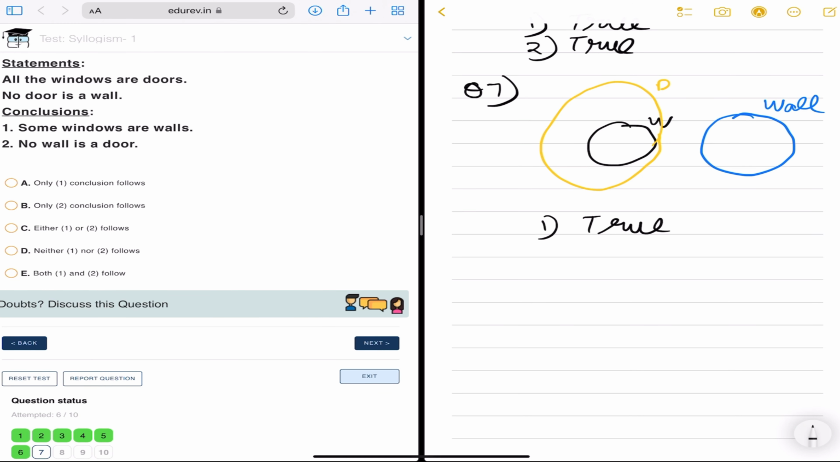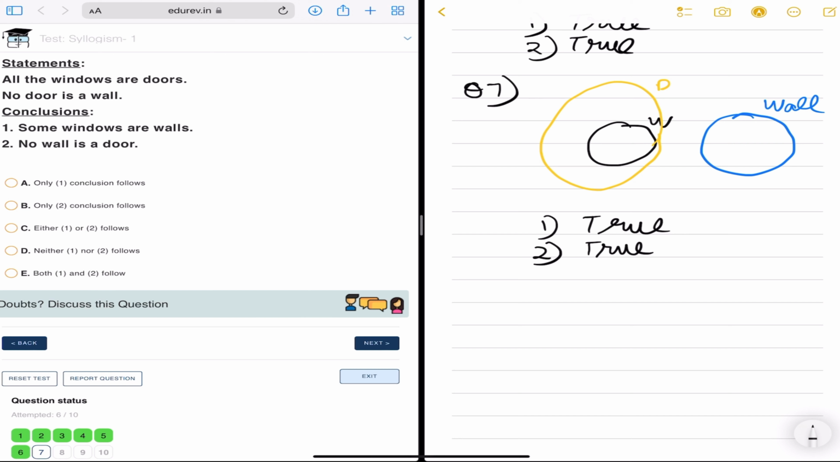So here it states that no wall is a door. If no wall is a door, that is correct, because you can see even from our diagram that none of the wall is a door. So here our second one is also true.